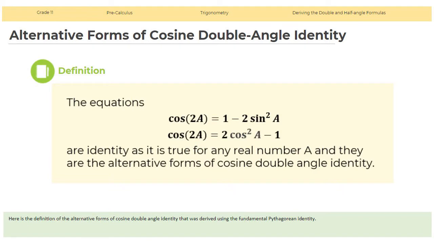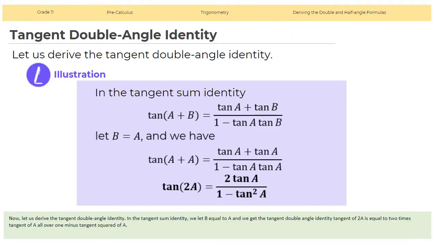Here is the definition of the alternative forms of cosine double angle identity that was derived using the fundamental Pythagorean identity. The equations cosine 2a equals 1 minus 2 sine square a and cosine 2a equals 2 cosine square a minus 1 are identities that are true for any real number a, and they are the alternative forms of cosine double angle identity. Now, let us derive the tangent double angle identity.